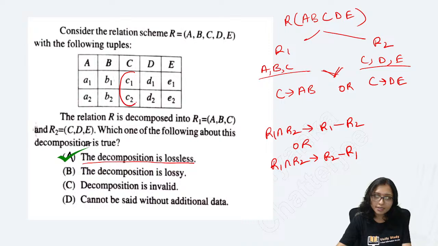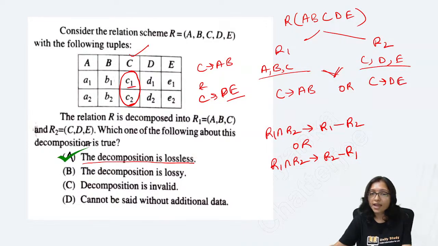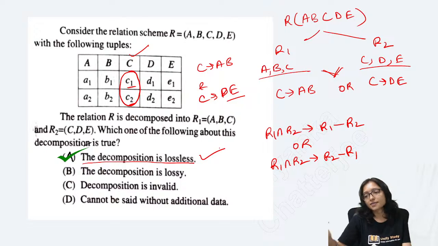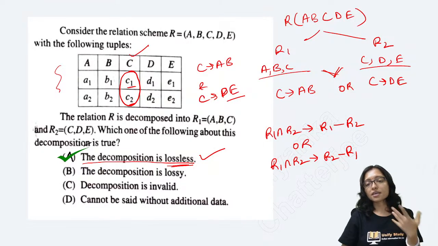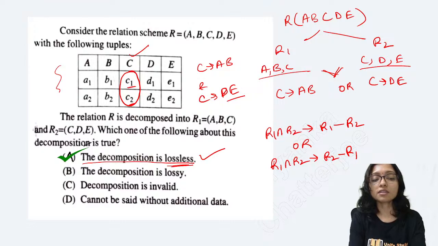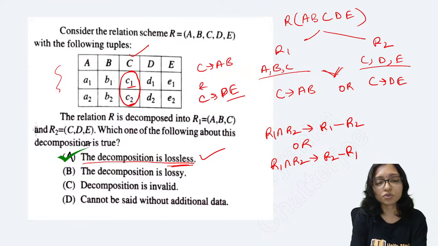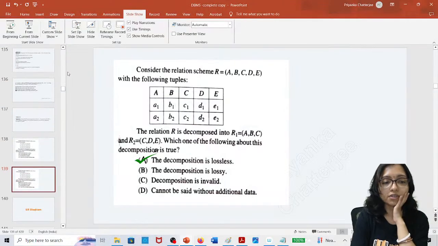You have to check this C. In C there is no duplicate, there is no repeating element. As there is no repeating element, definitely C can determine A also, B also, and C can determine D also and E also. No problem here. That's why the decomposition will be lossless. These are the types of question, indirect questions. Directly, you know, whenever the dependency is given. If the dependency is not given, then how to do it? This is the way you have to do it if the dependency is not given to you.